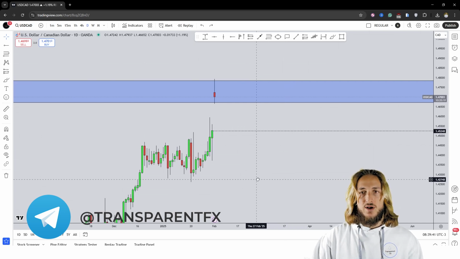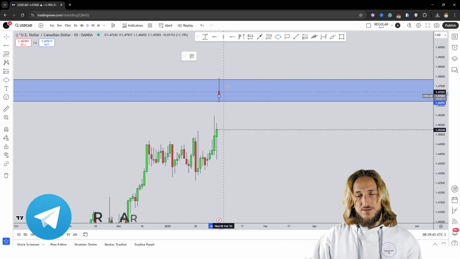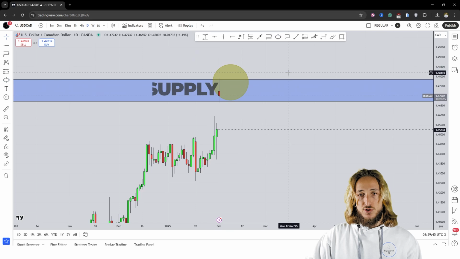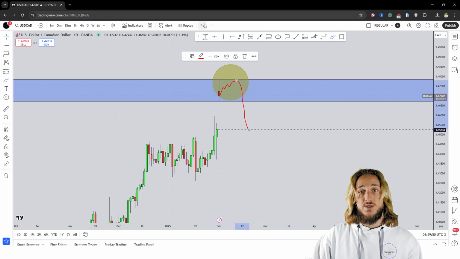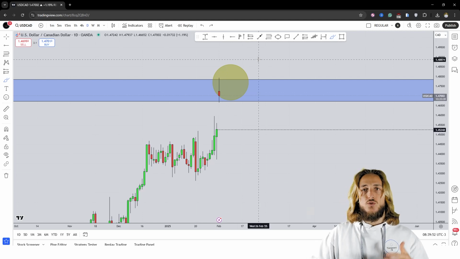Now back to the analysis. So from a daily perspective, clearly this area is very strong supply and resistance, and institutions are already adding shorts on USDCAD. So in a situation like this, what would I expect?